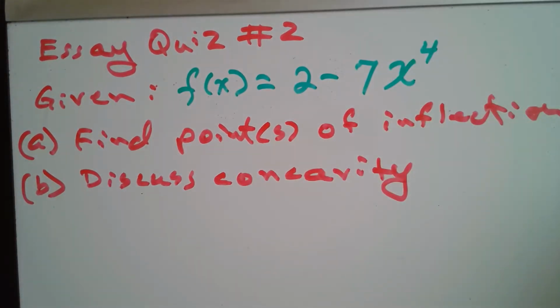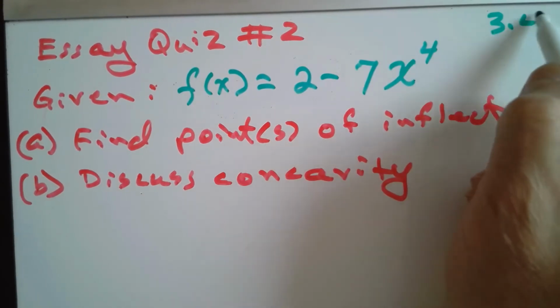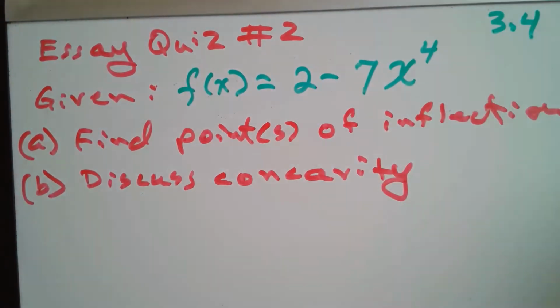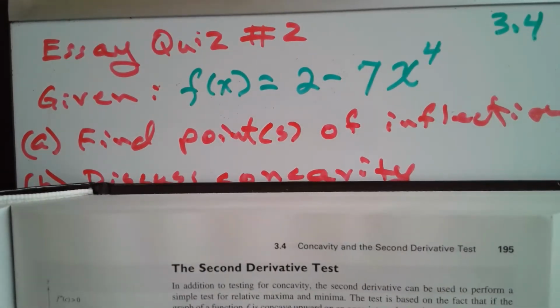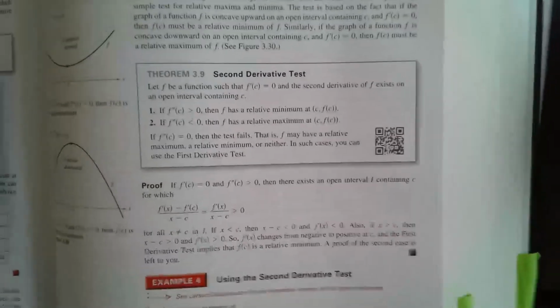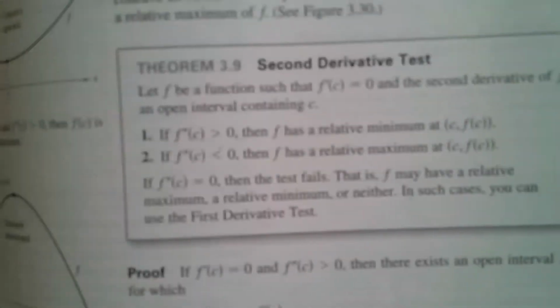Okay, so to start with, this is out of lesson 3.4 in your textbook. And so you need to use the second derivative test to test for concavity. And so let's take a look at that real quick from the textbook. So here's our textbook. I'll zoom in on that.